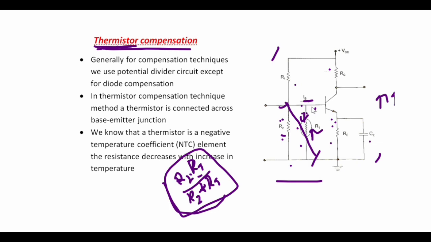We have seen earlier the collector current equation: IC is equal to beta IB plus 1 plus beta into ICBO. If the collector leakage current ICBO increases with the temperature, then the beta into IB term, that is the base current term, decreases and keeps IC constant. Likewise, in the thermistor compensation technique, the collector current is maintained in a stabilized manner.